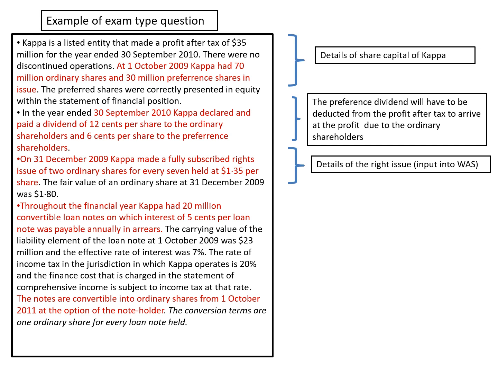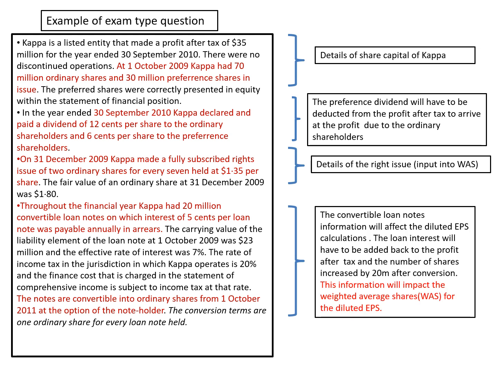And finally, the loan notes are convertible to ordinary shares from 1st of October 2011 at the option of the note holder. So the conversion terms are 1 ordinary share for every loan held. Now this bit of information will affect the diluted EPS, not the basic EPS. The loan interest will have to be added back to the profit after tax, and the number of shares increased by 20 million after conversion. As I said, this information will impact the weighted average number of shares for the diluted EPS.